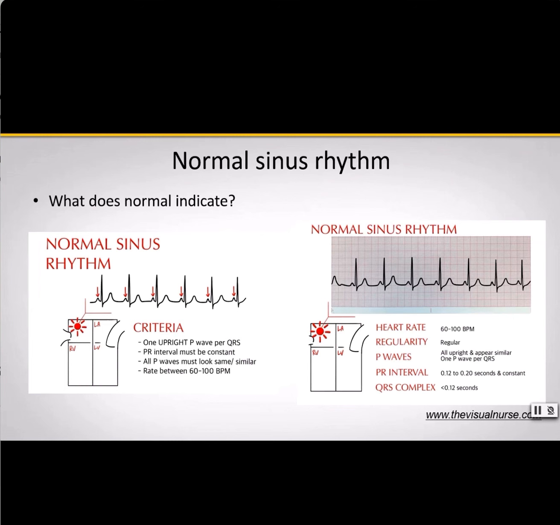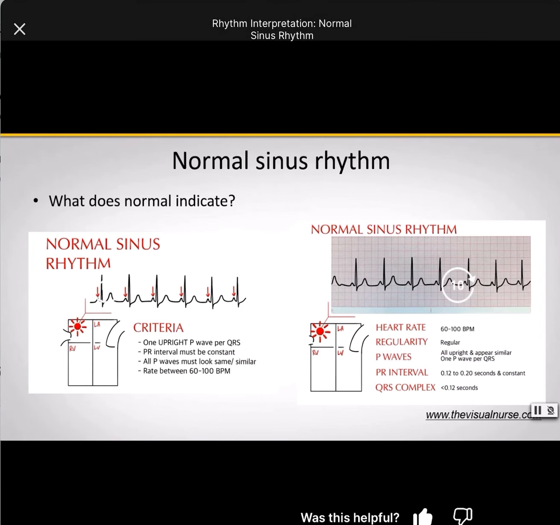When we look at the regularity, it is regular. All of these P waves are marching out on time every time, as are the QRS complexes. Okay, so it's a regular rhythm. The P waves are all upright and they also appear similar to one another. In addition, there's one P wave for each QRS complex. What this tells us is that for every beat that's initiated at the SA node, the ventricles pick this up in a one-to-one fashion. Okay, the PR interval is normal between 0.12 and 0.2 seconds, and it's constant.